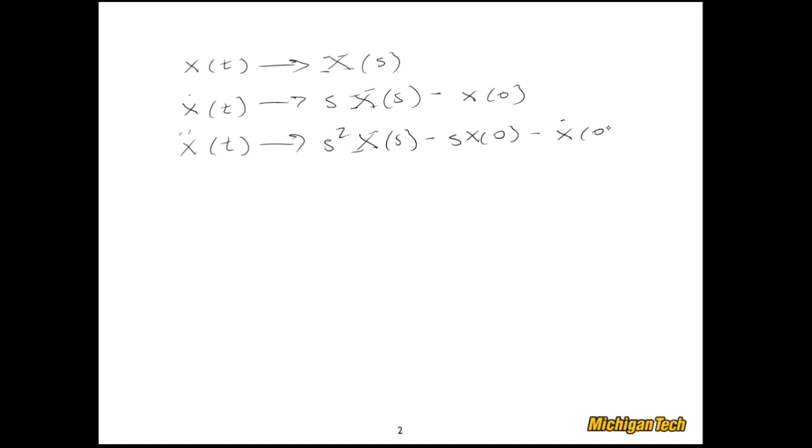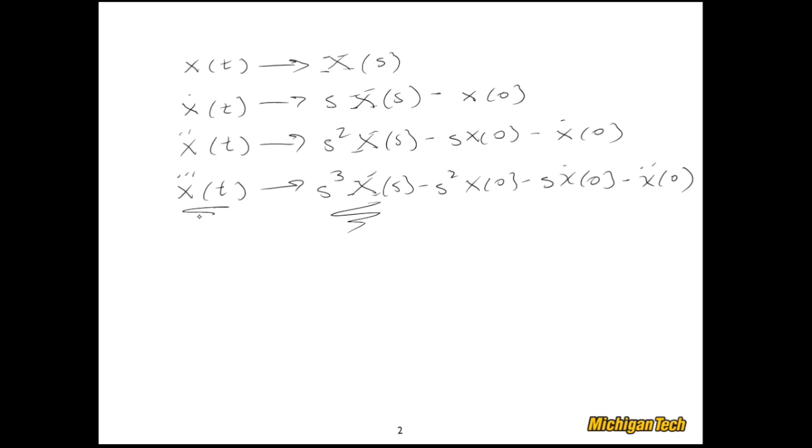And we could keep going with this, right? So x triple dot of t becomes s cubed capital X of s minus s squared x0 minus s x dot 0 minus x double dot 0. I think you see the pattern. The main thing I want to point out, though, is that derivatives in the time domain, x triple dot, just become products, multiplication by s raised to that same power, triple dot, s cubed, in the Laplace domain. That gives us a really great operation that we can do on differential equations. We can take differential equations and put them into the Laplace domain as algebraic equations.